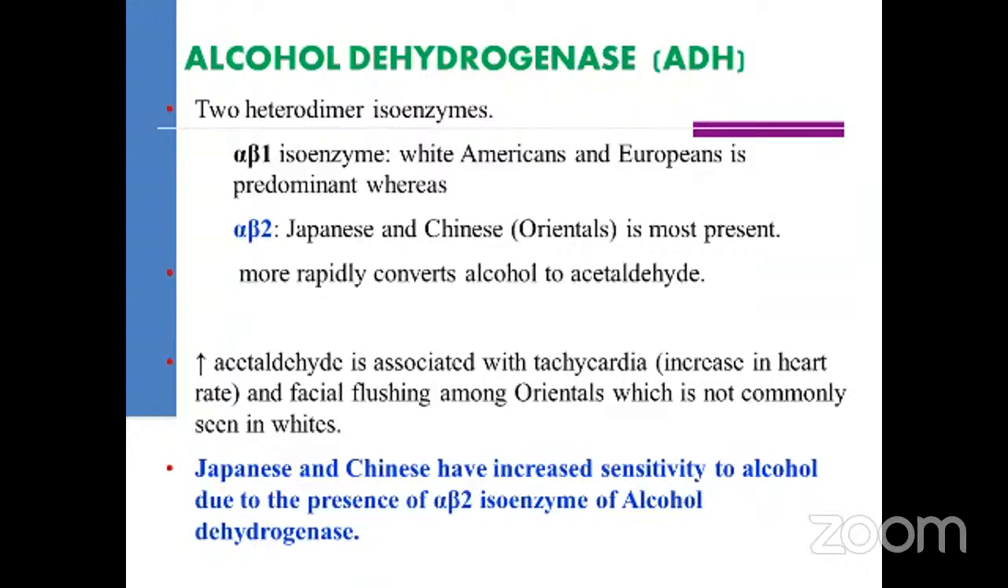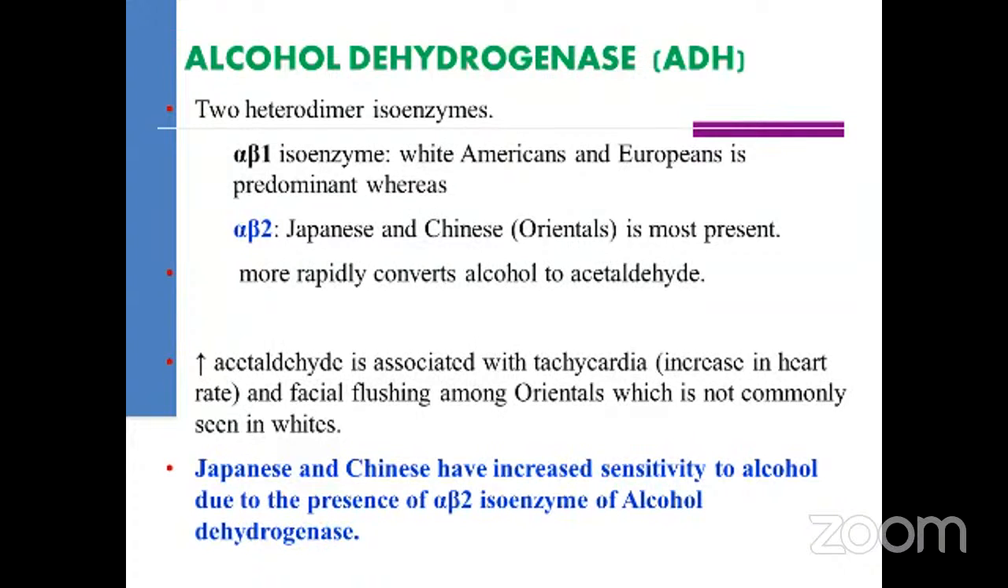So how are they different? One more difference is that this alpha beta 2 type rapidly converts the alcohol to acetaldehyde. Whenever the person consumes alcohol, all the alcohol is converted into acetaldehyde. Whenever there is increased acetaldehyde, what will happen? It is associated with tachycardia. Tachycardia is what? Increased heart rate. Then facial flushing, increased blood supply to the face, which is not commonly seen in the Americans and Europeans. So Japanese and Chinese have increased sensitivity to alcohol consumption. It is mainly because they have the alpha beta 2 type of alcohol dehydrogenase isoenzyme.